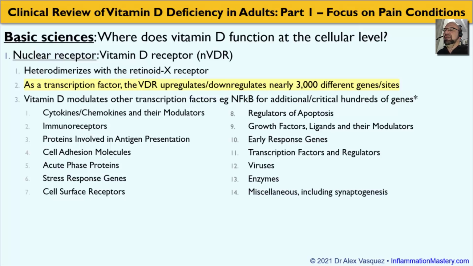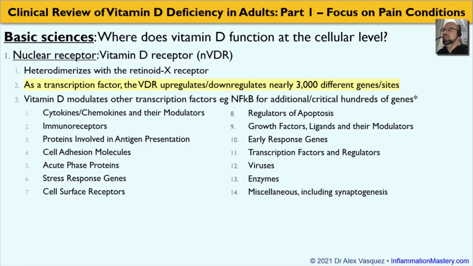Now, when you consider that vitamin D also modulates NF-kappa B, nuclear transcription factor kappa beta, and that transcription factor also modulates another several hundred or several thousand DNA docking sites, then you can truly see that vitamin D affects many, many very important systems within the human body.